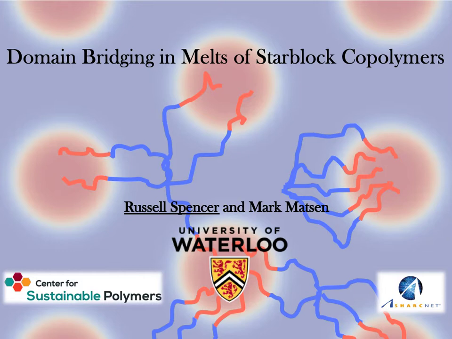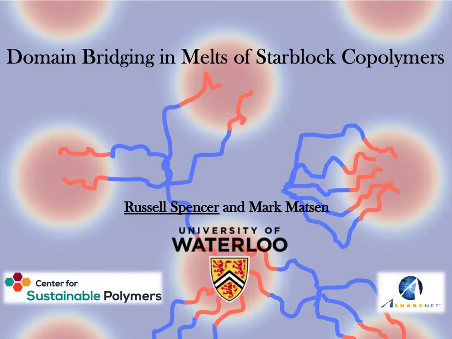Block copolymers are molecules composed of two or more types of monomers separated into different regions or blocks. I'll stick with two kinds, which I'll refer to as A and B type monomers. I'll color them red and blue respectively. This class of molecules is known for its tendency to microphase segregate into periodic structures like the ones shown here.